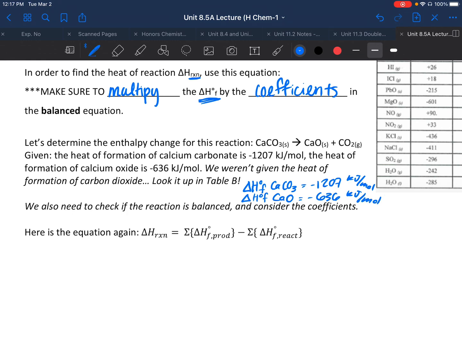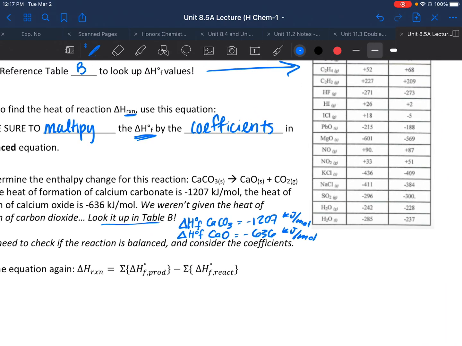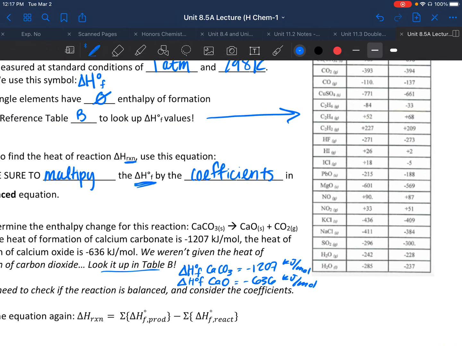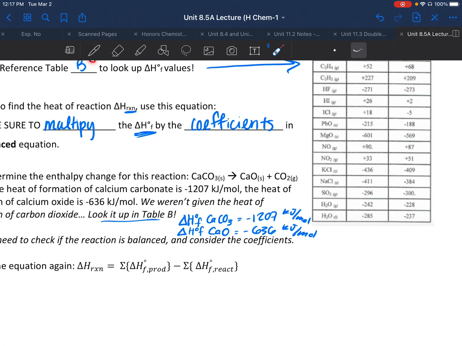We weren't given the heat of formation for carbon dioxide, so we have to look it up in table B. If we go to the right and find carbon dioxide, which is here, we then find that its heat of formation is negative 393 kilojoules per mole. And so I'm just going to write that down here.